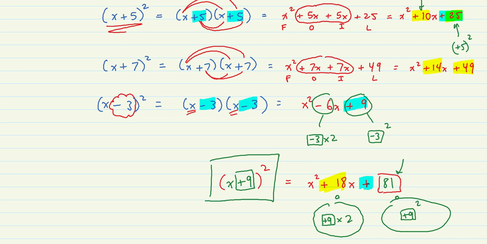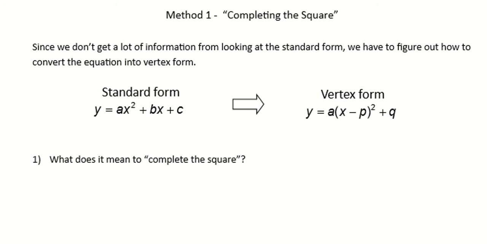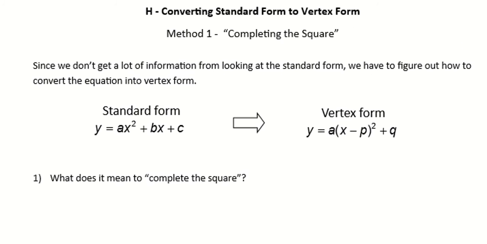All right, let's go now and move on to the notes and take a look at what completing the square is all about. What we're trying to do here is take the standard form of a parabola, which, as we've seen in previous videos, isn't that useful, and make it into vertex form by this thing called completing the square.